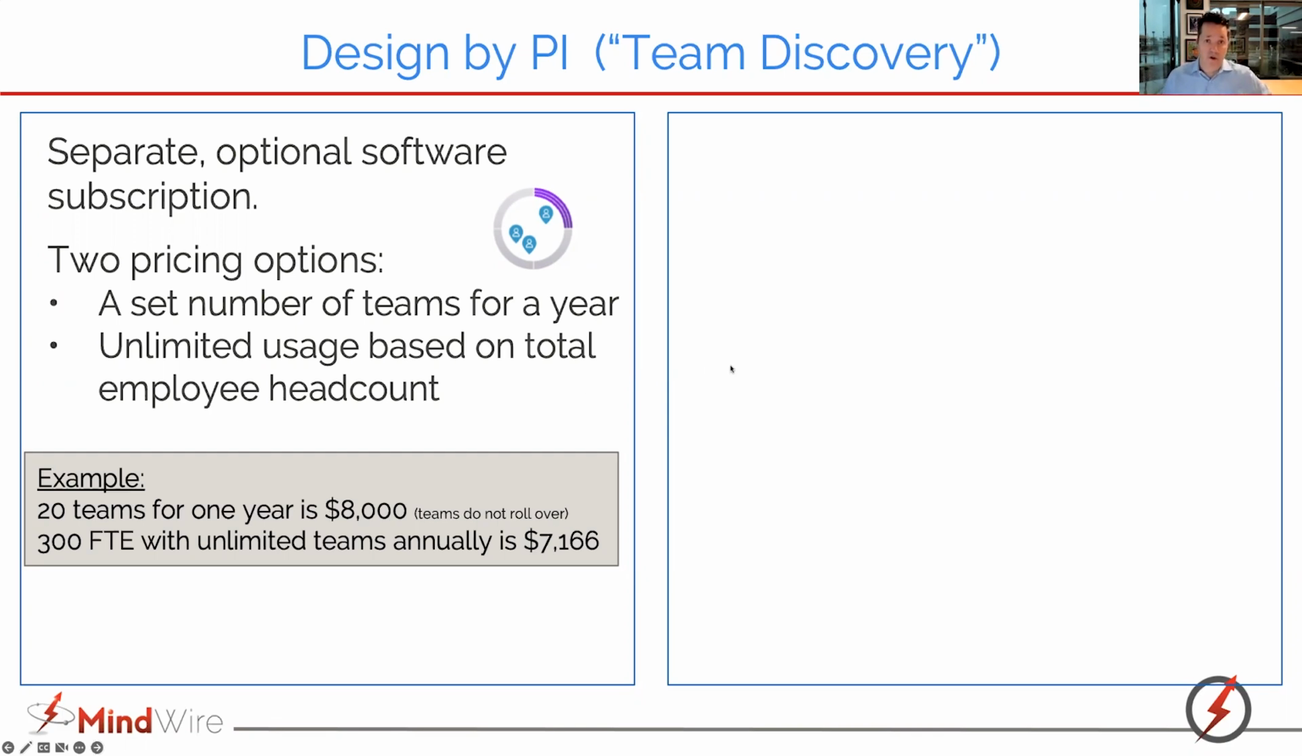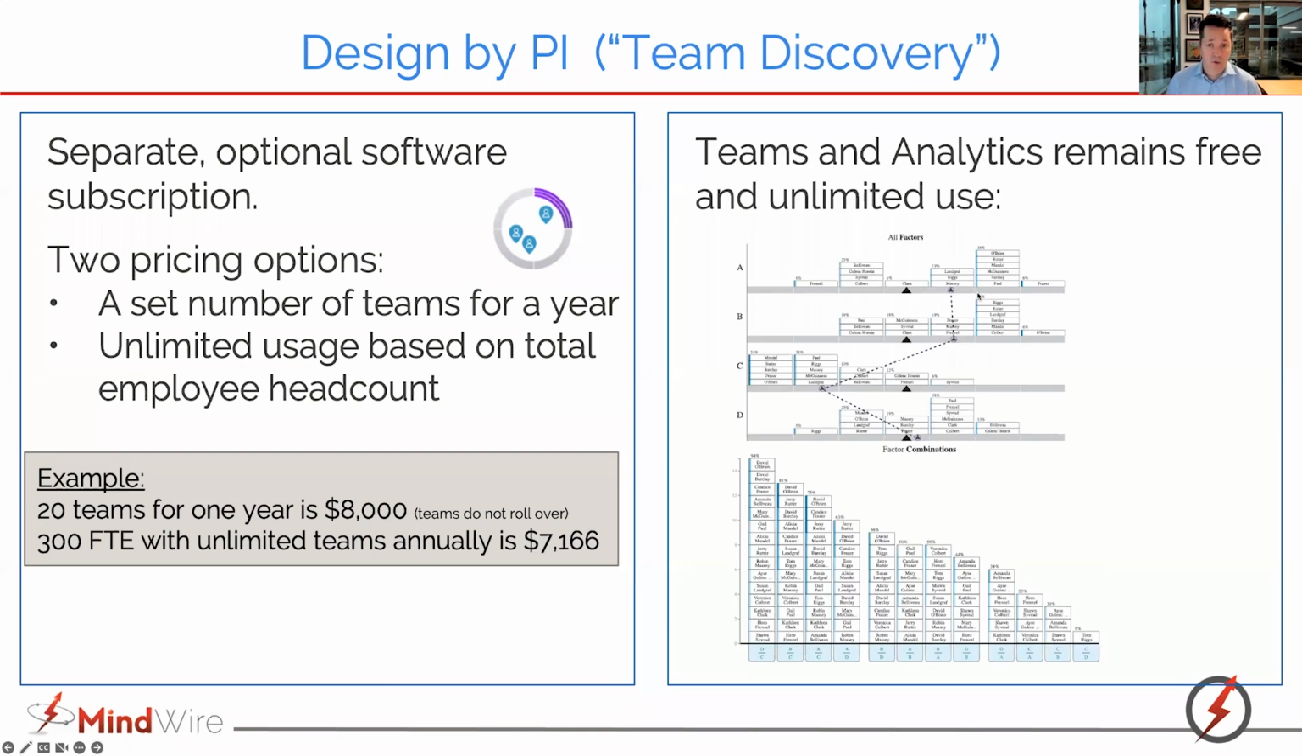Now, many of you are familiar with the ability to create teams in your PI software. That hasn't changed. You can create as many teams as you want, like you always have in your PI software, unlimited, right? And you can do things like the analytics, look at a group of people, right? Or look at the factor combos of a group of people and other things like that. So no change to that. It's still included. You can still create as many teams as you want and do all these analytics to your heart's content. But if you want to use the design software specifically, that's where you would incur a fee based on teams or unlimited use based on your employee headcount.